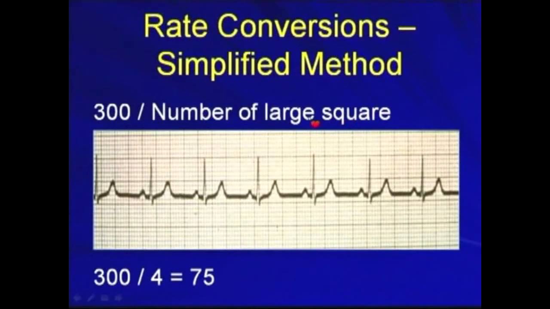I usually use an easier method to calculate the rate roughly. I just count the number of large squares. For example, the large squares between these two R waves are around 1, 2, 3, 4, so around 4 large squares. I divide 300 by 4, so the heart rate is roughly 75. I find it quite useful if you just want a rough estimate of the heart rate.